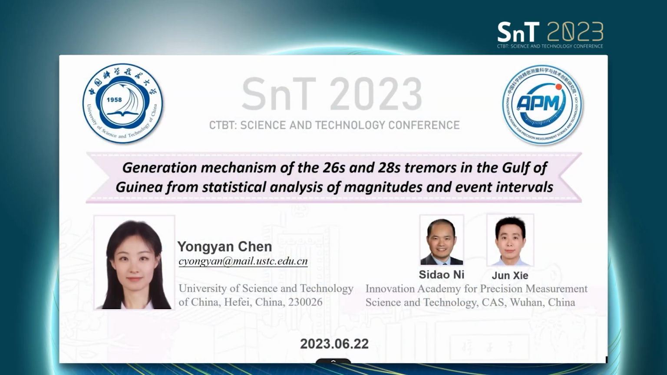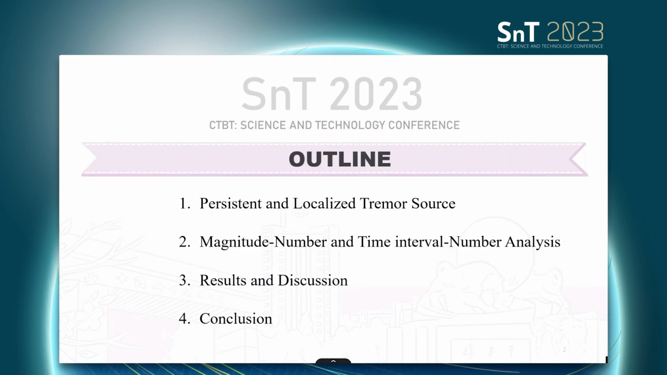Good morning, everyone. My name is Yongyan Chen, and I'm from the University of Science and Technology of China. The topic I want to share today is the generation mechanism of the 26-second and 28-second tremors in the Gulf of Guinea from statistical analysis of magnitudes and event intervals. I'll introduce my work following the outline.